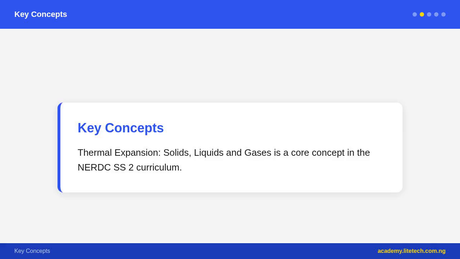The coefficient of linear expansion varies by material. For steel it is approximately 1.2 times 10 to the power negative 5 per Kelvin. For aluminium it is 2.4 times 10 to the power negative 5 per Kelvin. For glass it is about 9 times 10 to the power negative 6 per Kelvin.